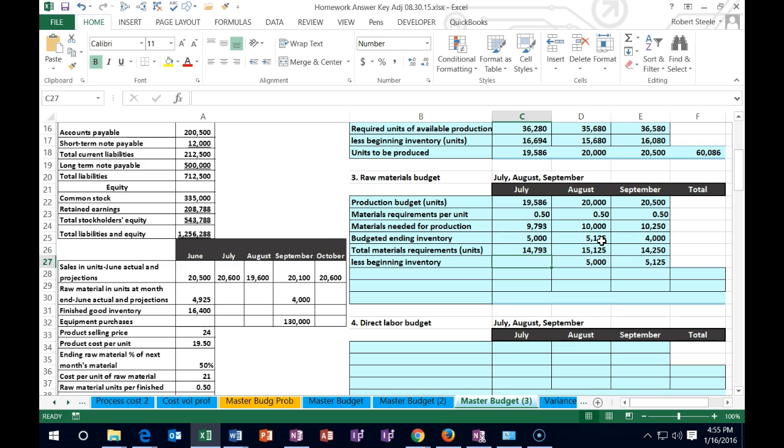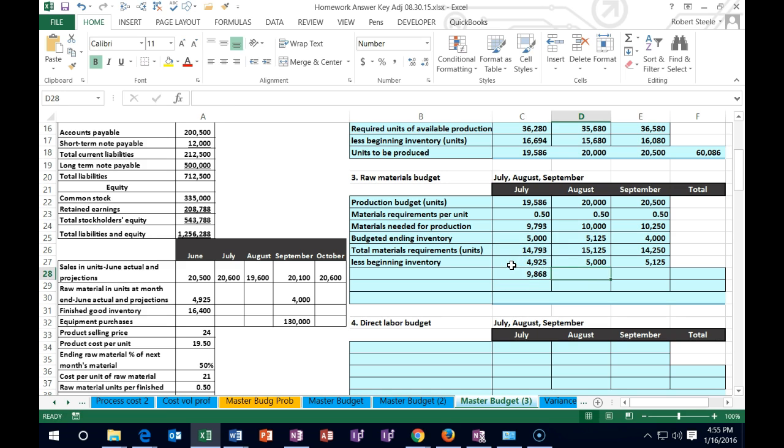And then, of course, we have this same issue where, well, what about July? Because we're only working on this quarter. So once again, the problem's going to have to give us that in some format. In this case, they give us the number right here. So we're going to say in July, it's going to be 4,925. So we can subtract that out now. So now we're going to say, well, this is how many units are required, in units, not dollars.